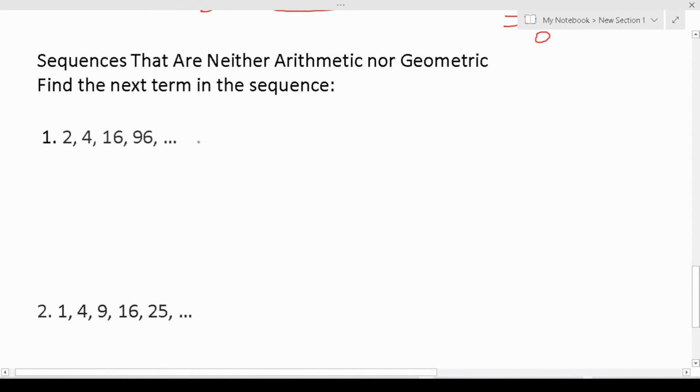All right, so now let's take a look at some sequences that are neither arithmetic nor geometric. And again, on the ASVAB, you're very likely to see an arithmetic sequence. You're very unlikely to see a geometric sequence. And you're guaranteed to see a question in which you have to find the next term in the sequence. In order to deal with these problems, you just have to identify the pattern that's occurring in the sequence.